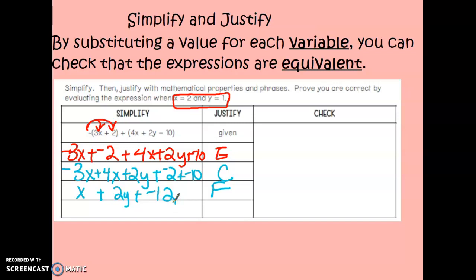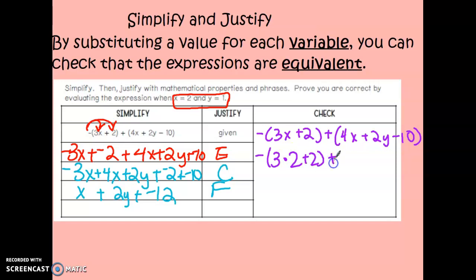Now we have to prove our answer by substituting. I'm using my first expression, negative 3x plus 2 plus 4x plus 2y minus 10, and I just substitute the numbers in. It's telling me x is 2 and y is 1. So every time I see x, I substitute a 2 in, and every time I see y, I substitute 1. So negative 3 times 2, because x is 2, plus 2, and then I've got 4 times 2 plus 2 times 1 minus 10.